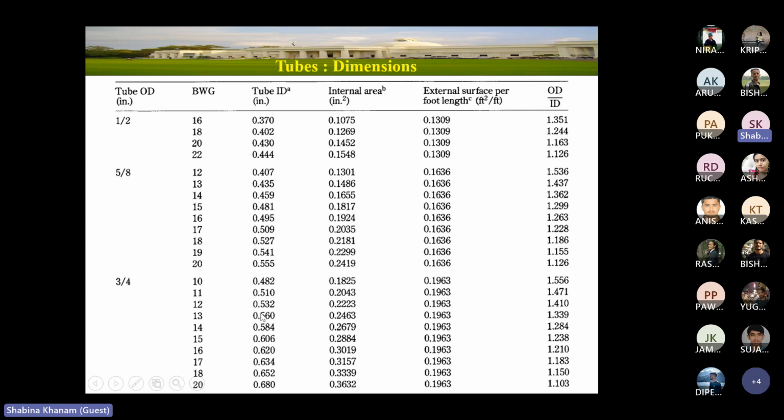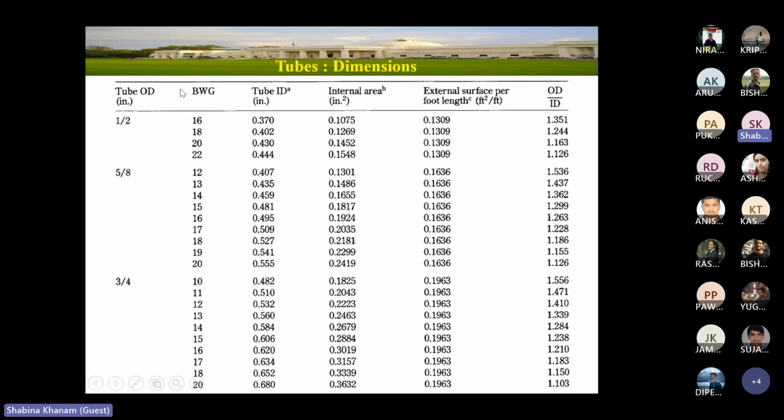This table is not only this much. It is quite a long table. Only one section of that I have pasted over here, but I'll provide the complete table to you. So you can choose this 3/4. The second column I have is the BWG value. This BWG value is basically Birmingham wire gauge.